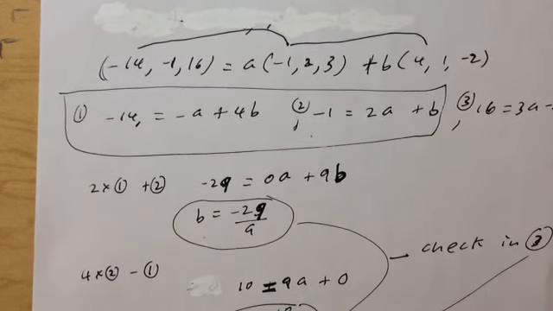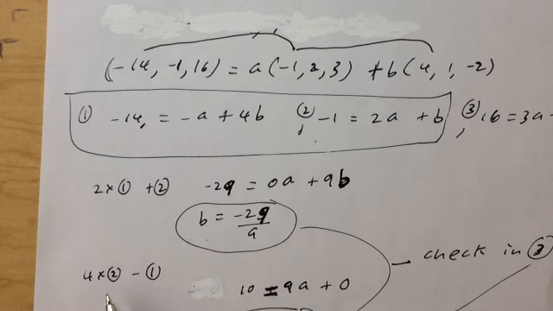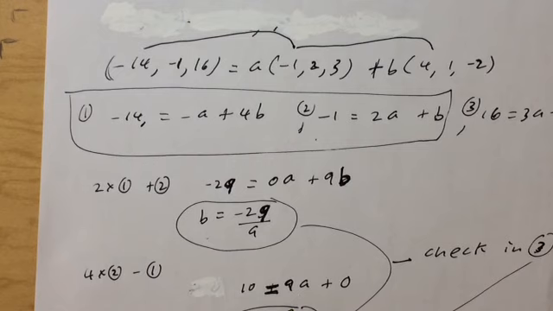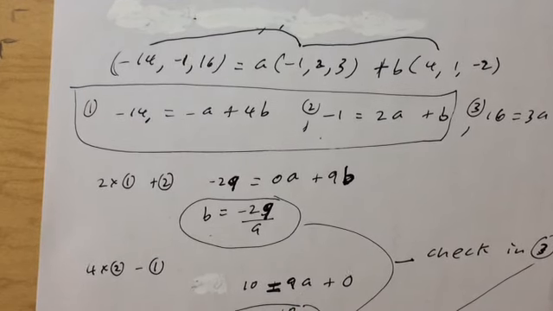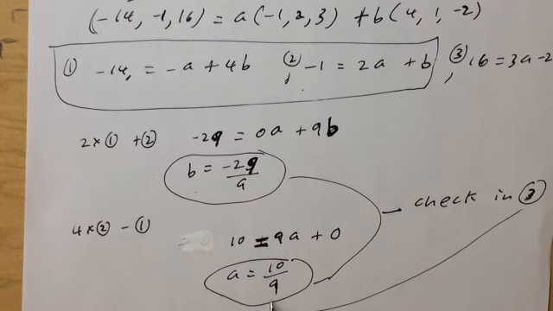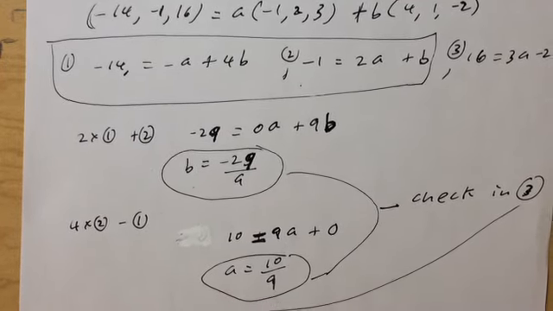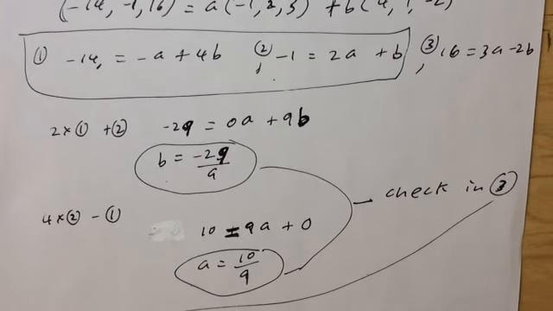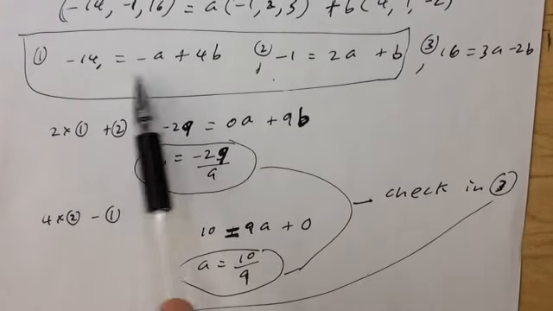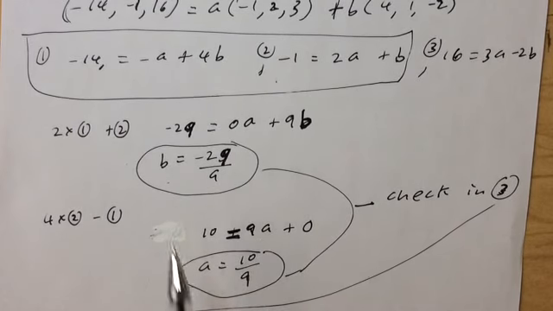Doing the same thing to eliminate B so we can solve for A, we do 4 times equation 2 minus equation 1. And when you do that, you'll get A equal to 10 over 9. So that's good. There is a solution to the first 2 equations. So we've got a solution: A equals 10 over 9, B equals negative 29 over 9.